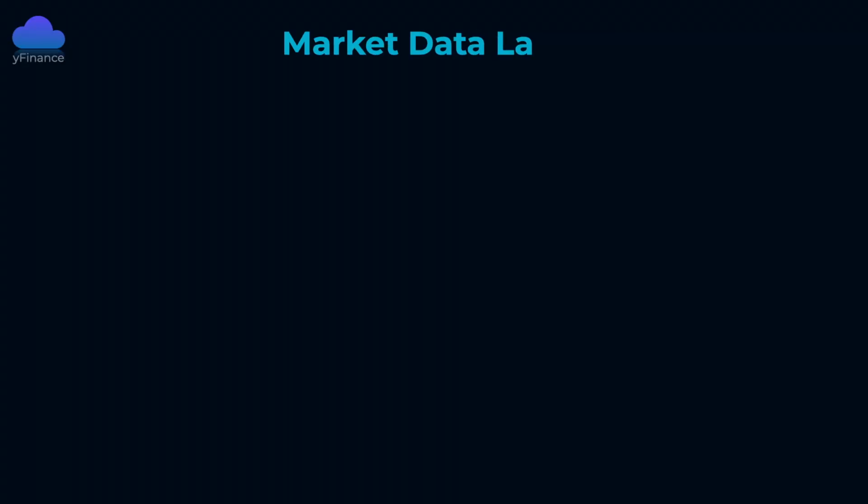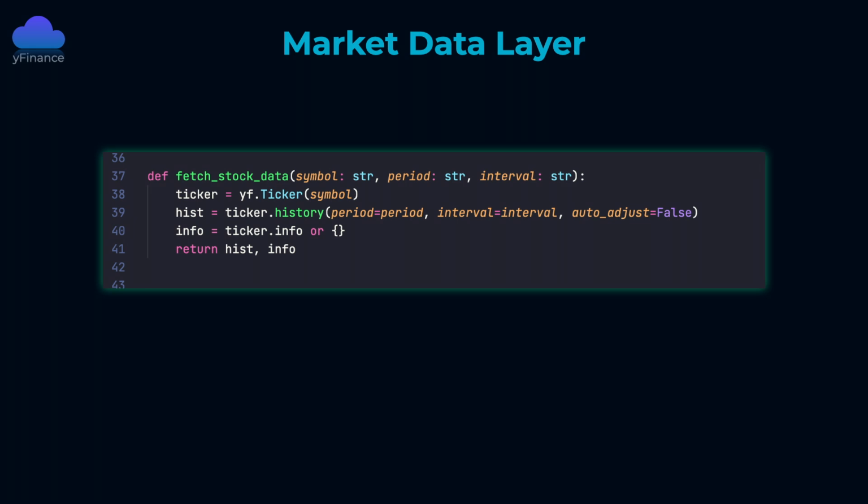The second component is the market data layer. This layer fetches stock data using the yFinance cloud API. Our agent is connecting to the real-time data and getting the stock history and stock metadata information that we ask for, which includes, for example, day high, day low, volume, market cap, P/E ratio, and so on.